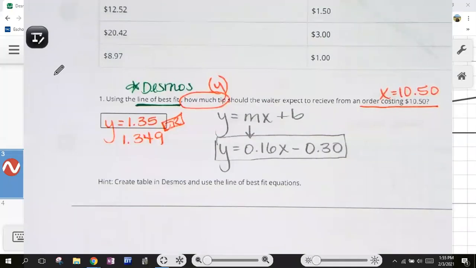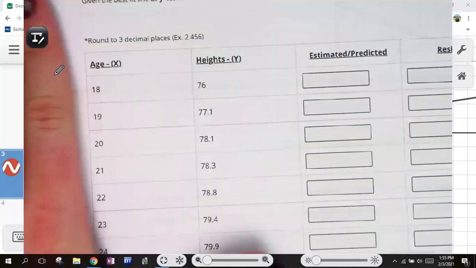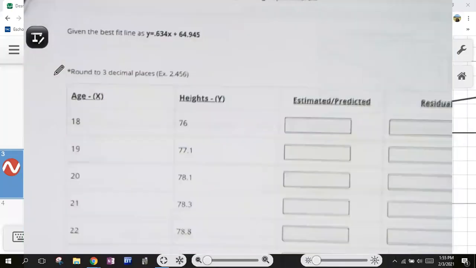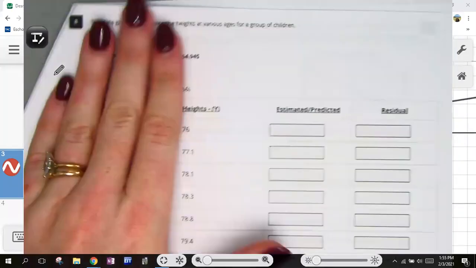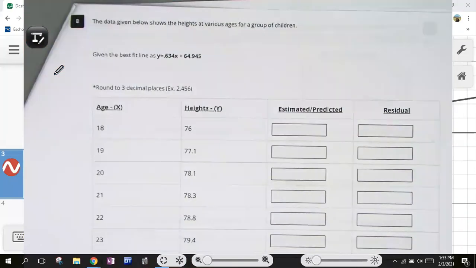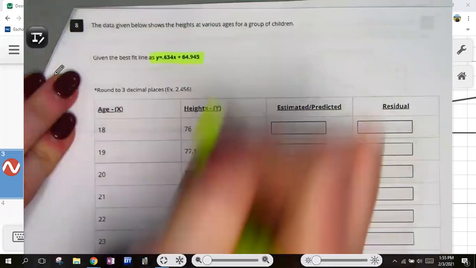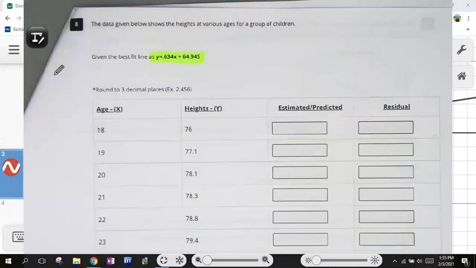All right. Moving on to number 8. Okay, this was like the most asked question on the study guide, so you need to pay attention if you had questions on this. It says, the data given below shows the heights at various ages for a group of children. Given the best fit line as y equals 6.34x plus 64.945.